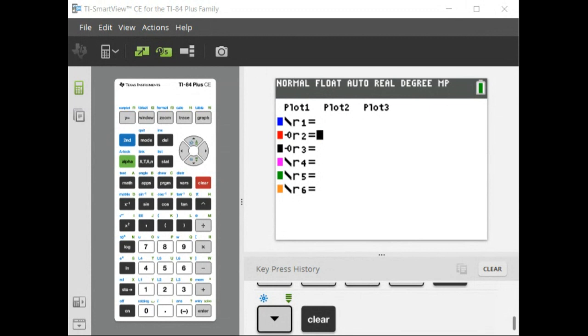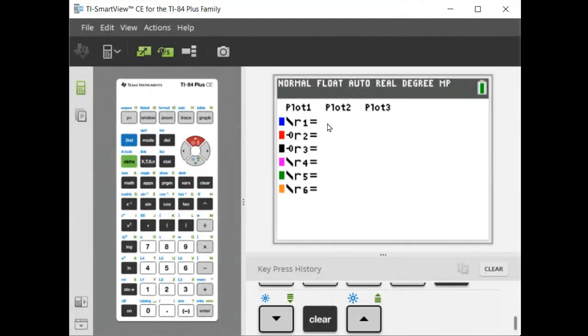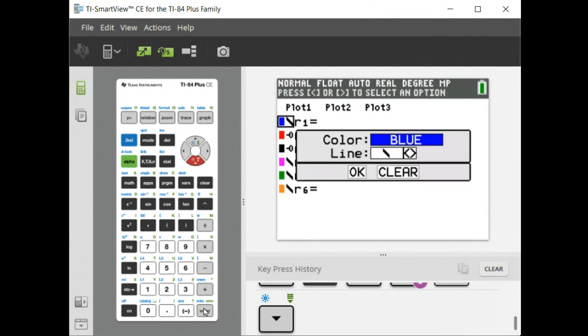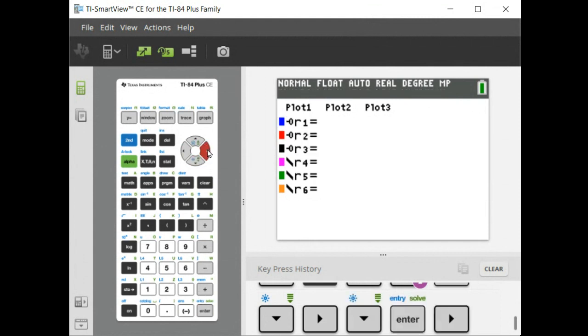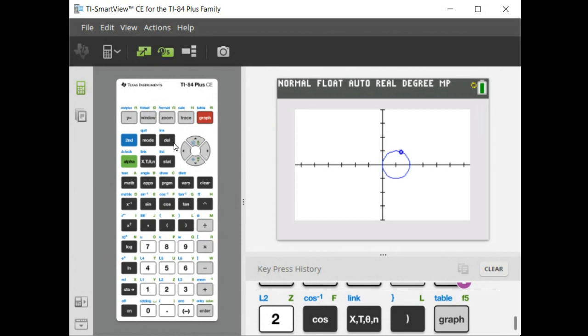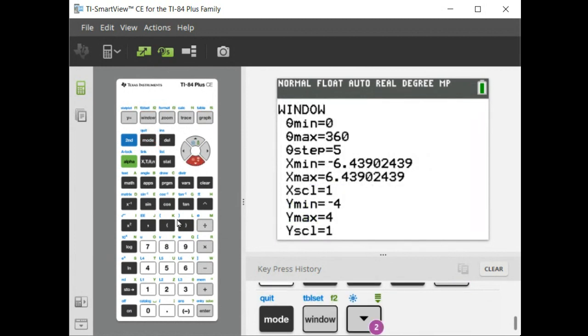Okay, so let's increase the n value. All right, so let's say 2 cosine of theta. Let's see what we get here. All right, what do we get? I should probably put the window back to 2.